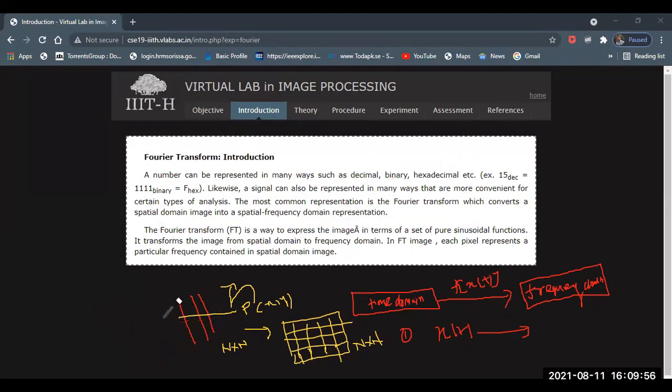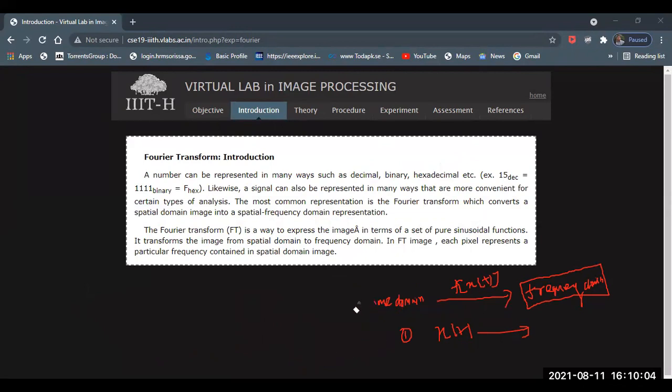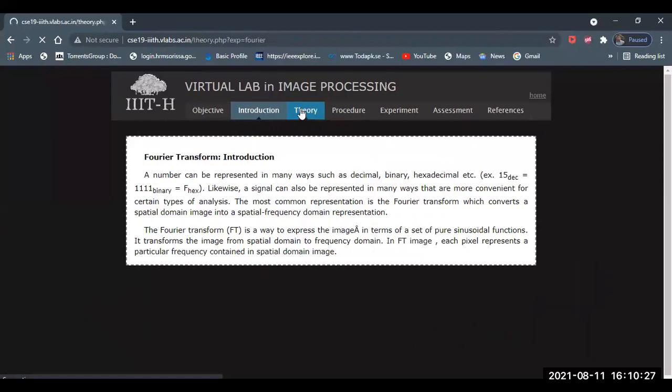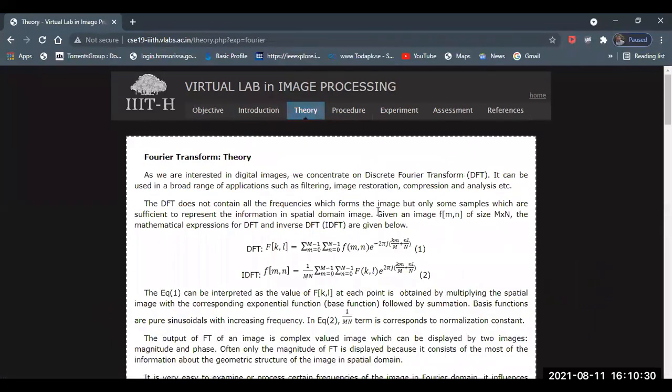Then we will perform the Fourier transform of discrete signals, because images are basically stored in discrete format. So we will perform a transformation for a discrete signal. In that case, we call it the discrete Fourier transformation, represented as DFT. DFT stands for discrete Fourier transformation. So let's move on to the theory part. Let me quickly explain the theory part.